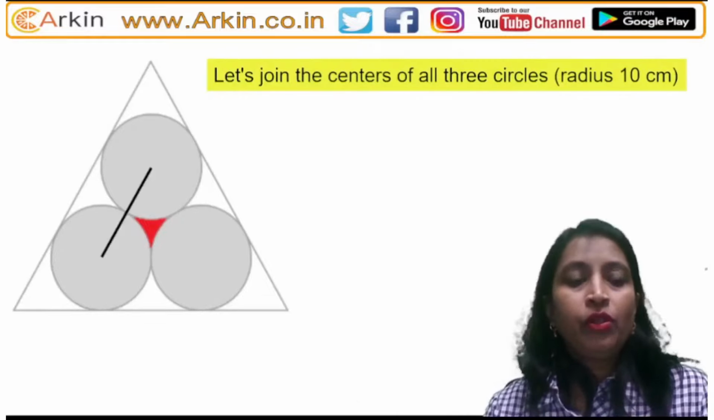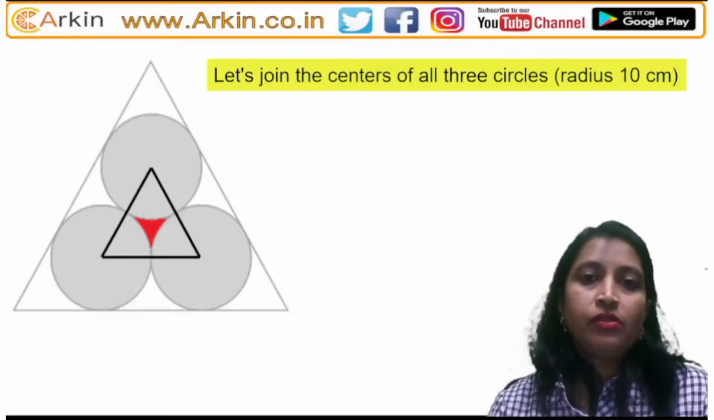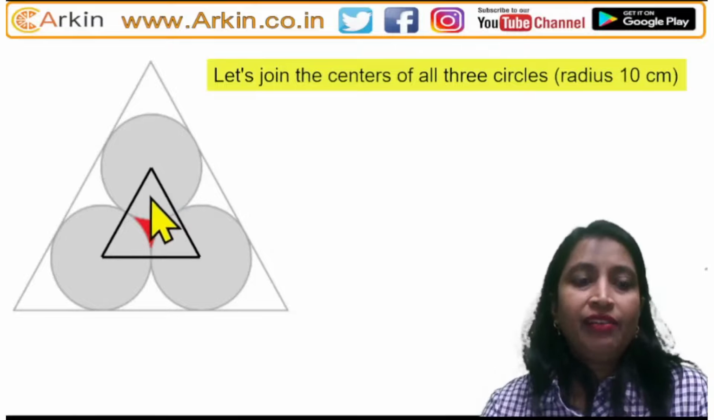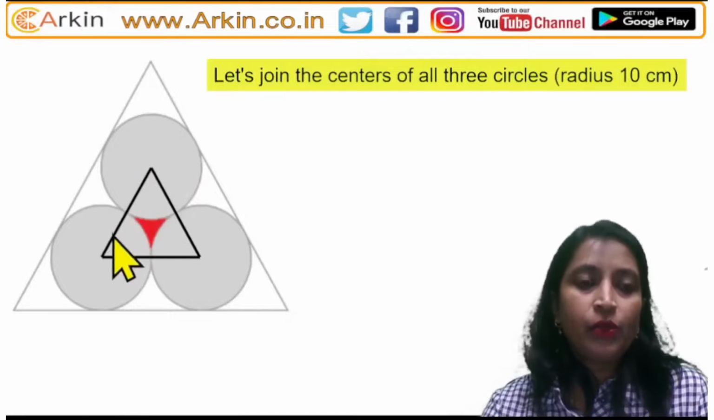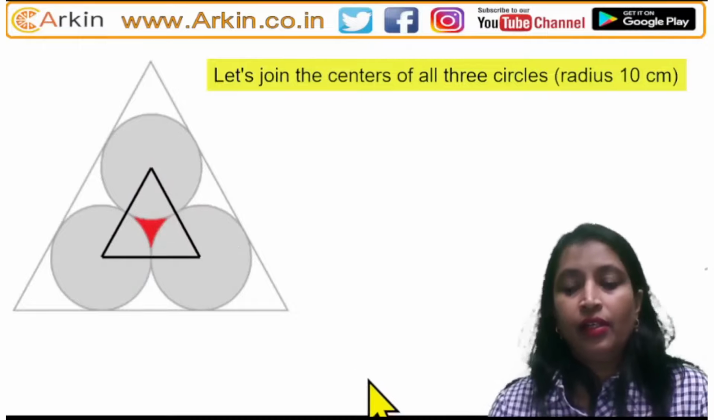First, we'll join all the centers. When we join all the centers, we'll get an equilateral triangle of side 20 centimeter. This is 10, the radius of this circle, and this is 10, that is 10 plus 10, 20, 10 plus 10, 20, 10 plus 10, 20. So this is the equilateral triangle.